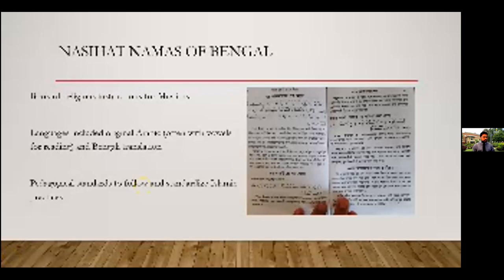The other genre we'll look at is called Nasihatnamas, which are books of religious instructions for Muslims. As you can see in the picture I took on the right, you can see two texts, one after the other. And importantly, you have the original Arabic, you have the exposition in Bangla, you have the phonetic writing of the Arabic term in Bangla below, and then you have the meaning or the translation.